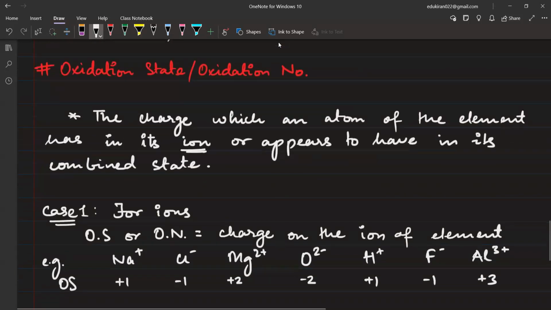Because Siddhika, we have just started with oxidation state. Oxidation state is a charge that is present on an ion, or appears on a combined form. We have just done ions. For ions, oxidation state or oxidation number is just the charge on the ion of the element. So sodium positive has +1 charge, so +1 is the oxidation state. Cl negative, -1, so -1 is the oxidation state. Similarly Mg2 plus, O2 negative, H plus, F negative, and Al3 positive. You got this, Siddhika? Yes, sir.